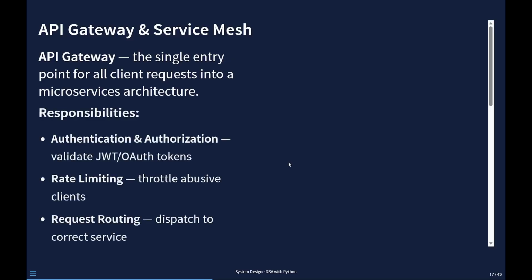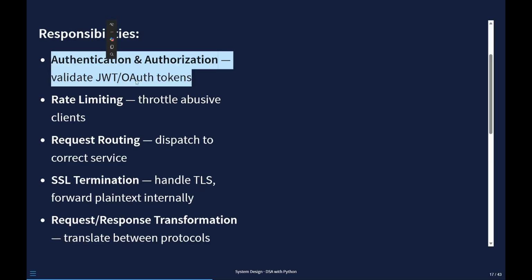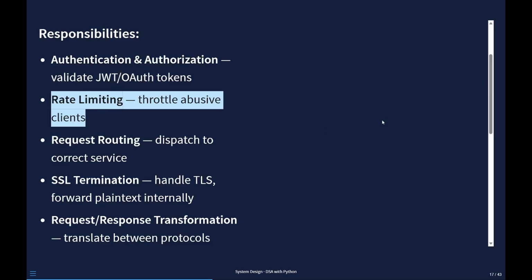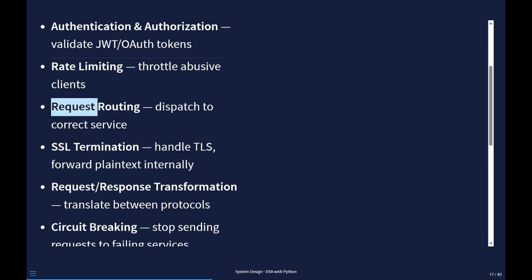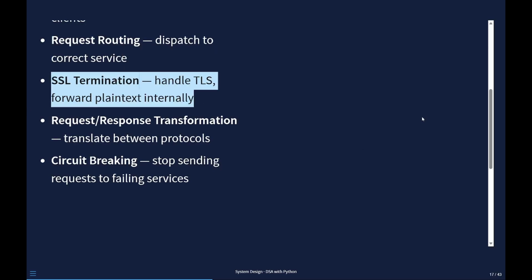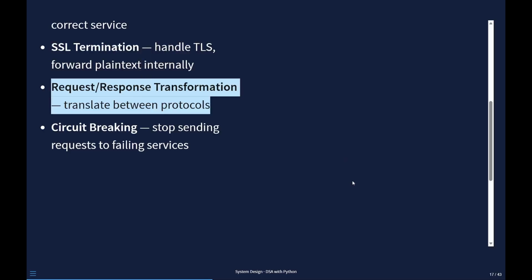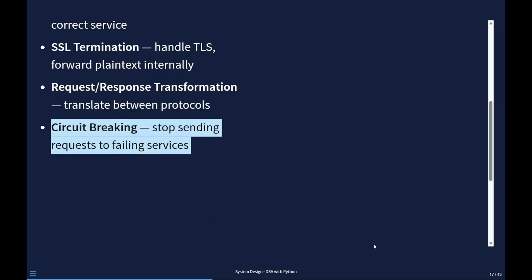What does the gateway do? It handles authentication and authorization. It validates JWT tokens before a request ever reaches your services. Rate limiting: it throttles abusive clients at the edge. Request routing: it dispatches requests to the correct downstream service based on the URL path. SSL termination: it handles TLS, so your internal services communicate in plaintext behind the firewalled internal network. Request transformation: it can translate between REST and gRPC, or add or remove headers. And circuit breaking: it can stop forwarding requests to a service that is currently failing.